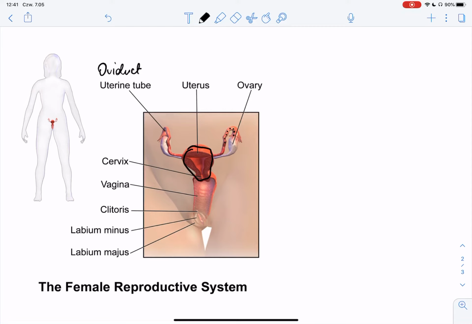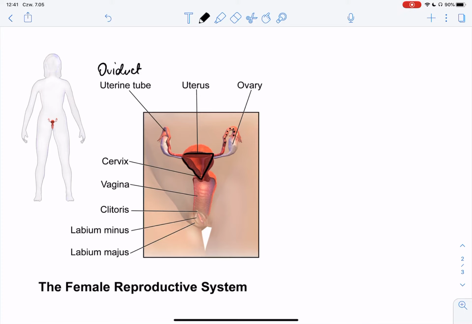Here is the uterus. This is where the baby will develop if the egg is fertilized on its way down the oviduct. Uterus basically looks like an upside down triangle. It has this shape.